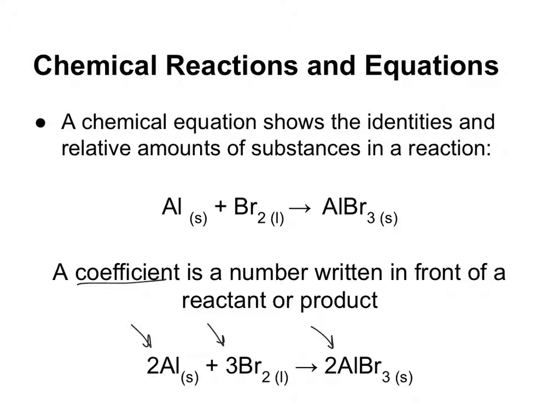But now if you count up the numbers, right, the 2 Al means there's 2 aluminums on that side. The 3 multiplies times the 2 here and gives me a total of 6 bromine atoms. And then this 2 over here multiplies the whole aluminum bromide, so it gives me 2 aluminums and then 2 times 3, or 6 bromines. So I'm multiplying the big numbers times the little numbers to figure out how many atoms there are. Now I've got 2 and 6 and 2 and 6, the equation is now balanced. Same stuff on both sides.